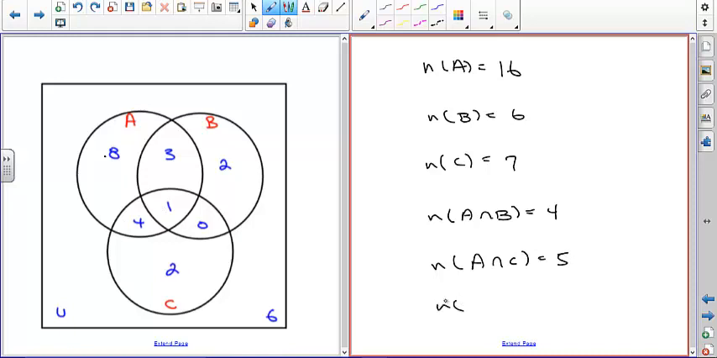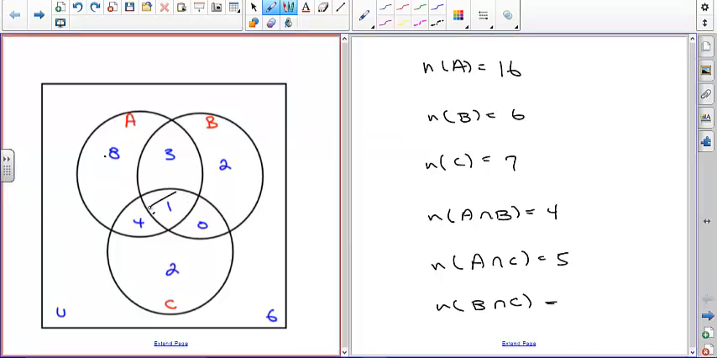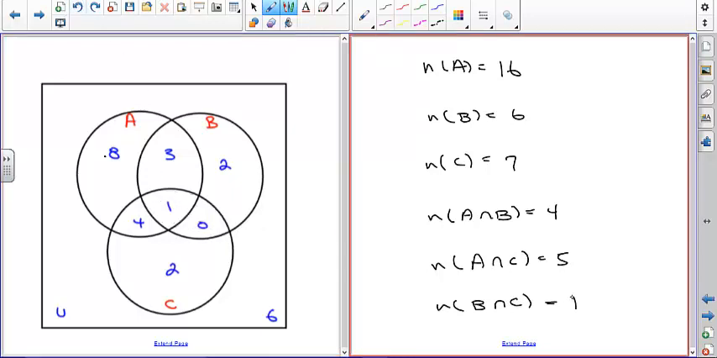And the number of elements in the intersection of B and C, that's this football shaped area. You can see I've got 1 and 0, so that's 1. Okay, now what I'm going to talk about is the intersection of three sets, or the complements of sets.